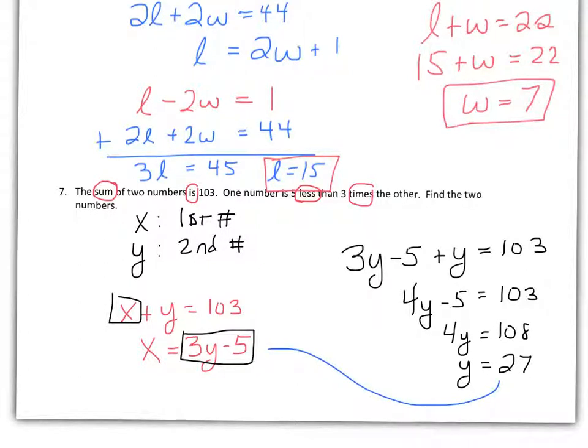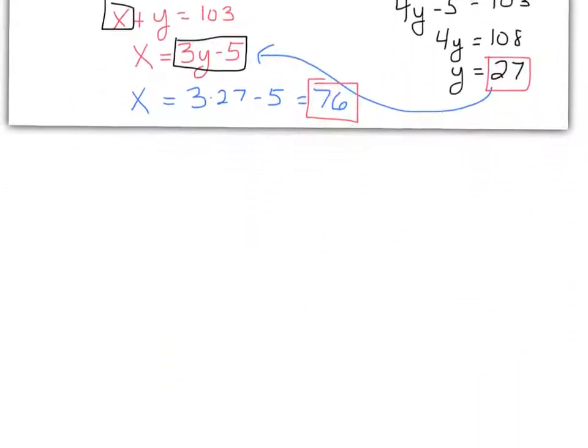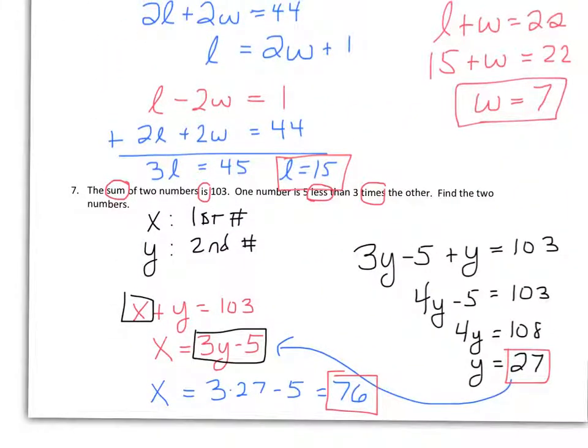So I'm going to bring this back into the box, and your x is going to be 3 times 27 minus 5. And 3 times 27 minus 5 is 81 minus 5, which is 76. So my two numbers are 76 and 27. If I add those up, I get 103, which is cool. That's it. Okay.